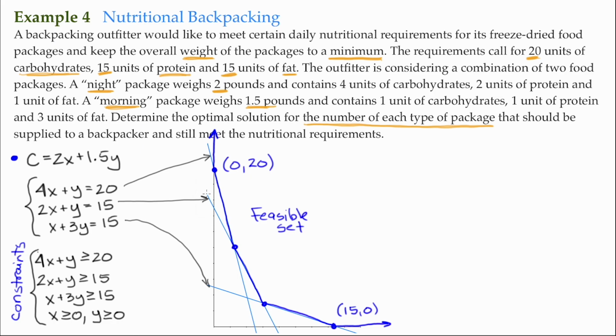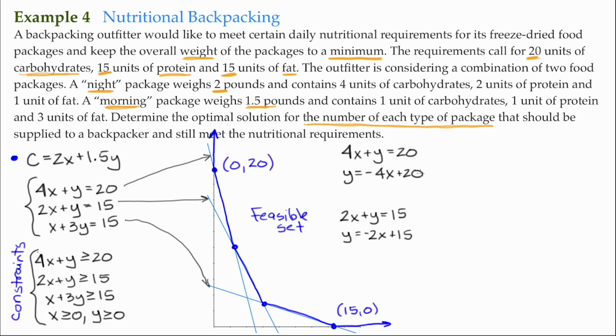So now we have this coordinate that we have to find, and of course this one. This is where 2x plus y is equal to 15 intersects with this line right here, 4x plus y is equal to 20. So if we put down 4x plus y is equal to 20, then we write this in slope-intercept form. y is equal to negative 4x plus 20. Then we do the same for this line here. 2x plus y is equal to 15. Slope-intercept form, y is equal to negative 2x plus 15.